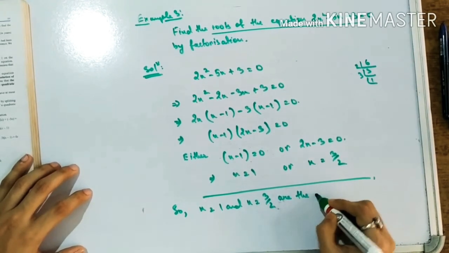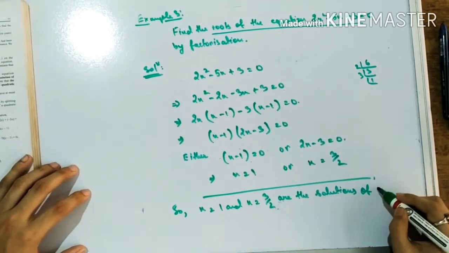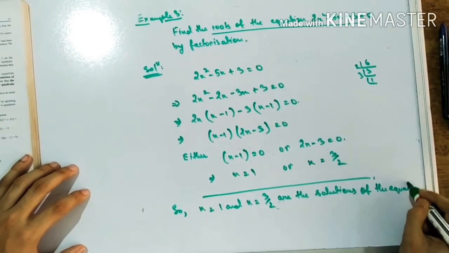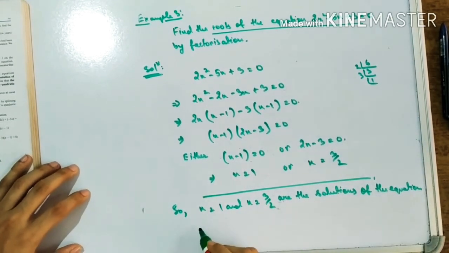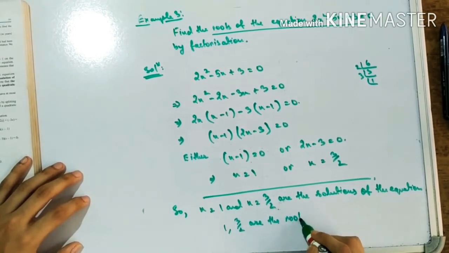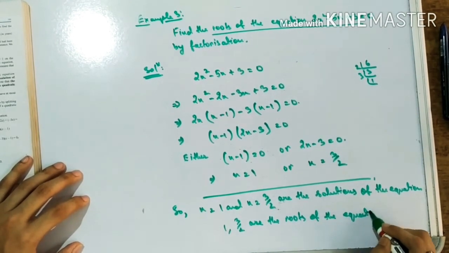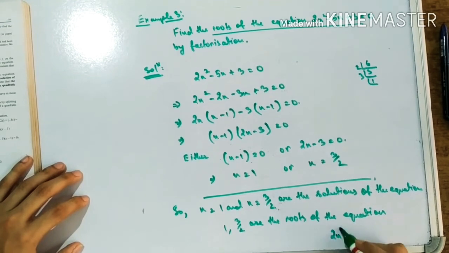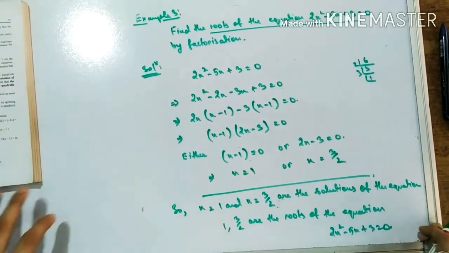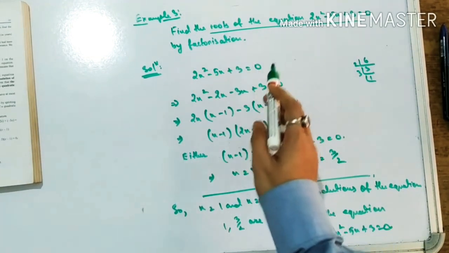are the solutions of the equation, or we can write in this way. In other words, 1 comma 3 by 2 are the roots of the equation 2x square minus 5x plus 3 is equals to 0. So this is how we find the roots of a quadratic equation by factorization.